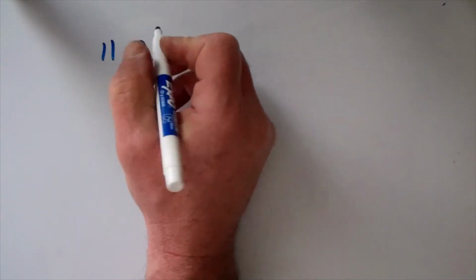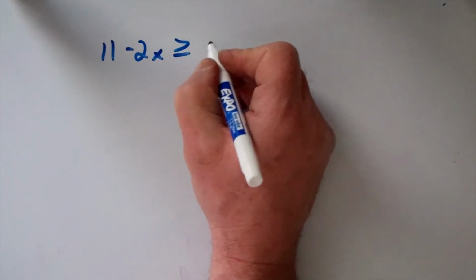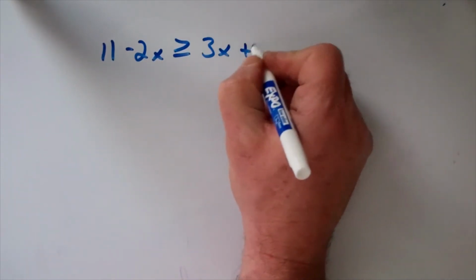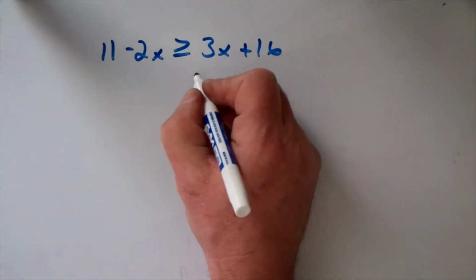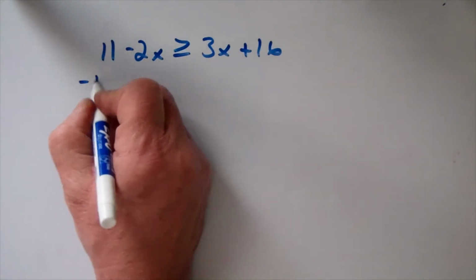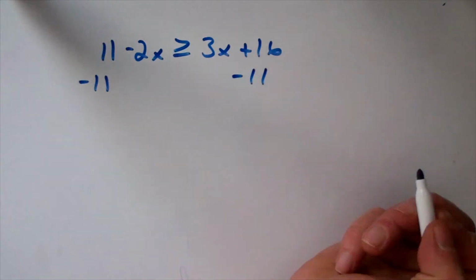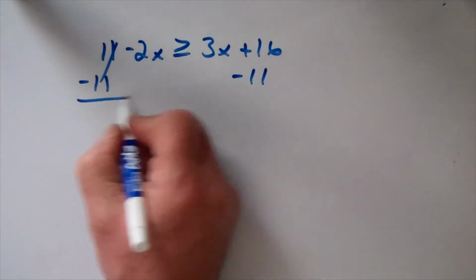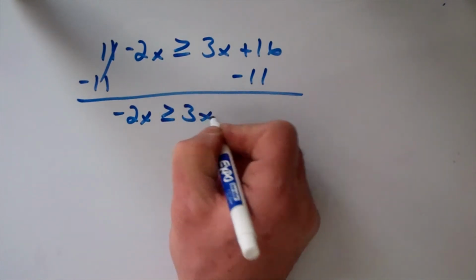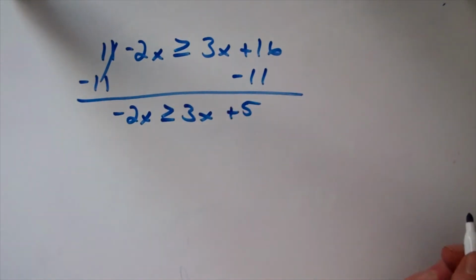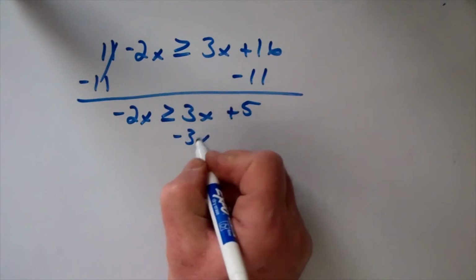So let's try one more example. 11 minus 2x is greater than or equal to 3x plus 16. So I want to get the variables with the letters on one side and the constants, or just the numbers, on the other side. So I'm going to start by subtracting 11. So that leaves negative 2x, remember to keep the sign, greater than or equal to 3x plus 5.